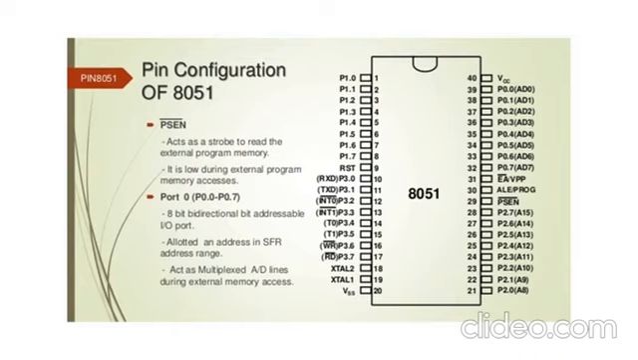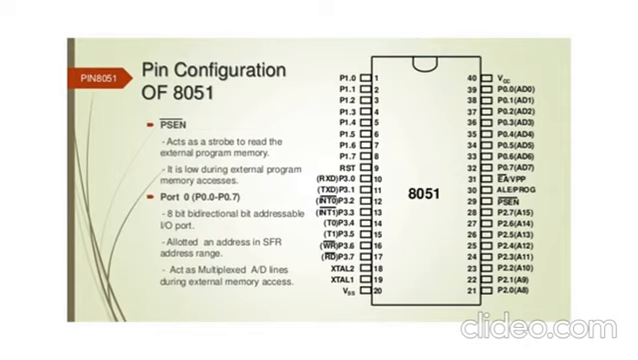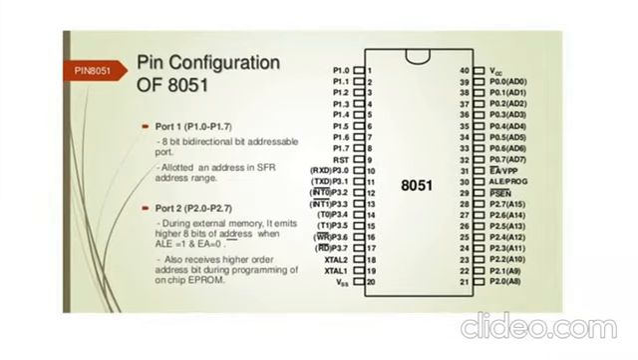And here they have also given the SFR address range. These address ranges we will see later in the further classes. Port 0 acts as multiplexed address and data lines during external memory access. See, at port 0 you have address and data lines, that is what he mentioned. Generally, the SFR address range for port 0 is at 80H. The address is mentioned in hexadecimal. So 80H. Next, port 1, an 8-bit bidirectional bit addressable port.